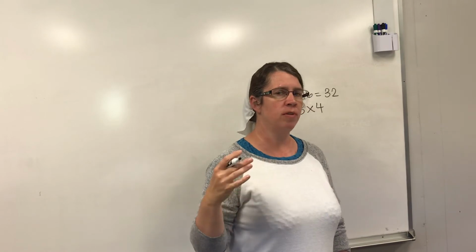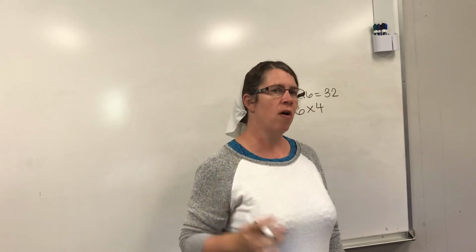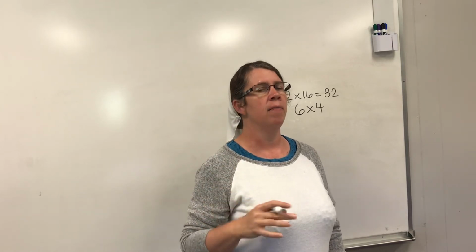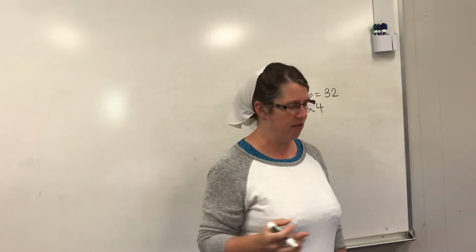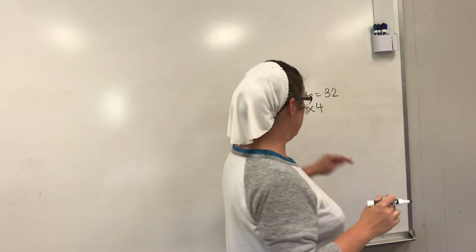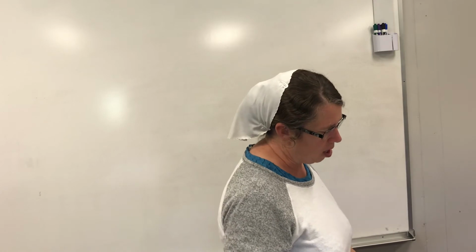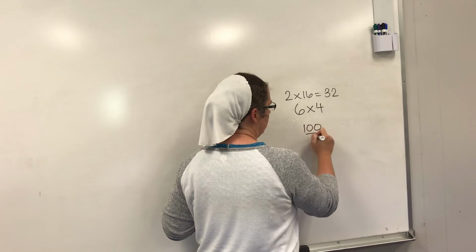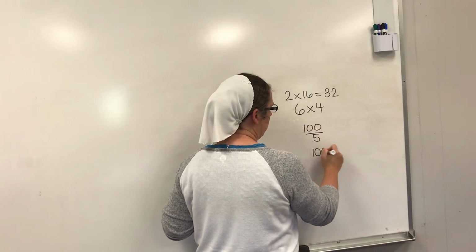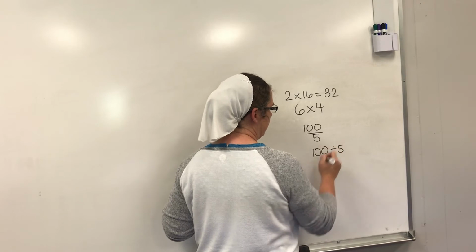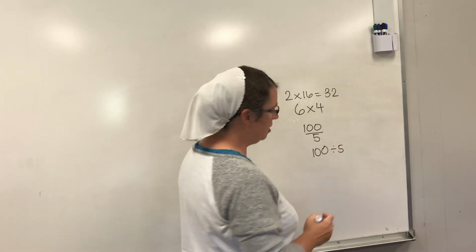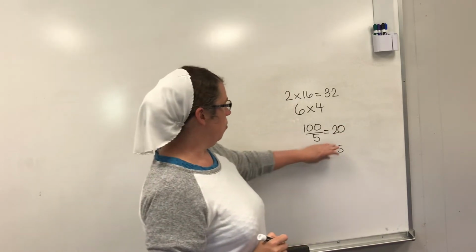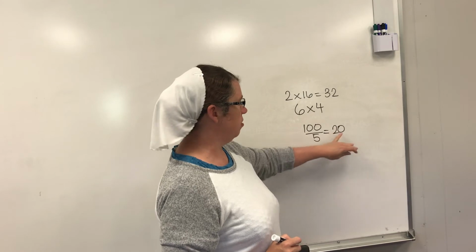They're making sure that you know how to translate words into numbers, because you're going to have to know how to do that as you advance in your math. They're going to give you a word problem, and you've got to put the numbers in here. 100 divided by 5. You can either write it like this, or you can say 100 divided by 5. Either way, it equals 20. Okay? 100 divided by 5 is 20.